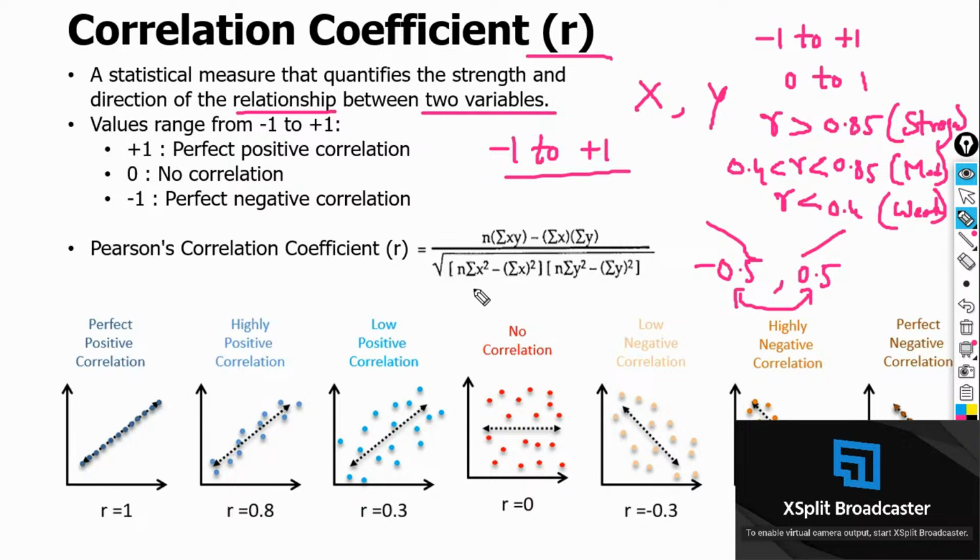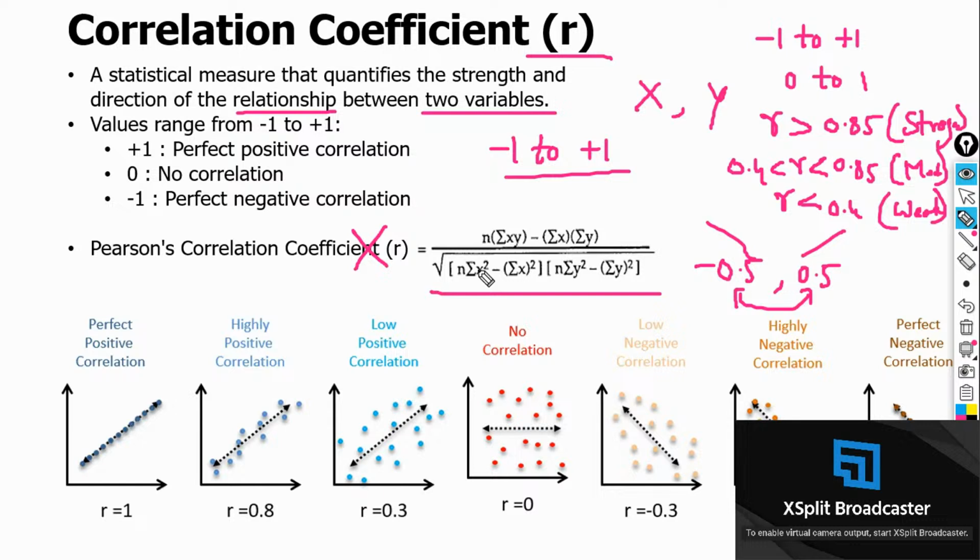So we have the formula for R. This is the formula. X and Y are two different variables and we are trying to understand the relation between them. And n represents the number of data points. Is it required to remember this formula? Not required, but still it would be better if you remember it.